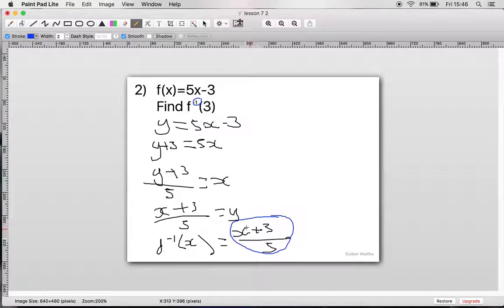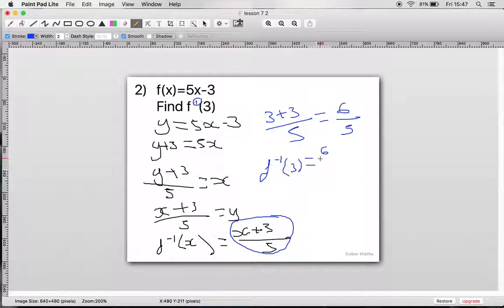So if we substitute our 3 into our x, we're going to get (3 add 3) over 5, which if we simplify that, is going to give us 6 over 5. Now if we keep it as a fraction because it's just easier, that says f to the minus 1 of 3 for this equation is equal to 6 over 5.